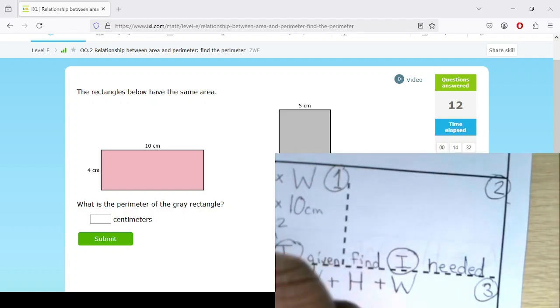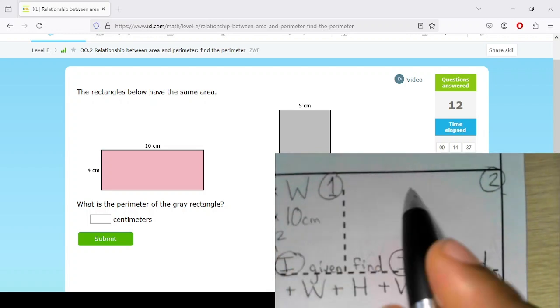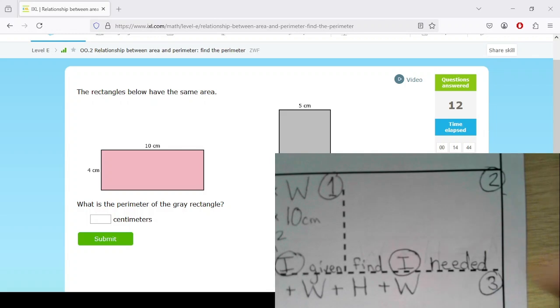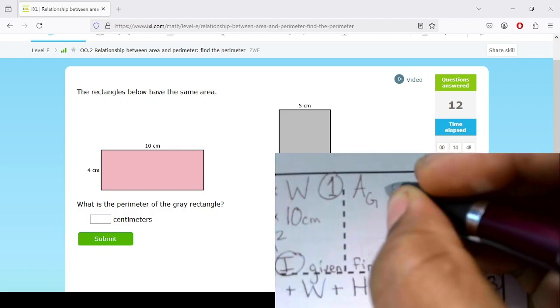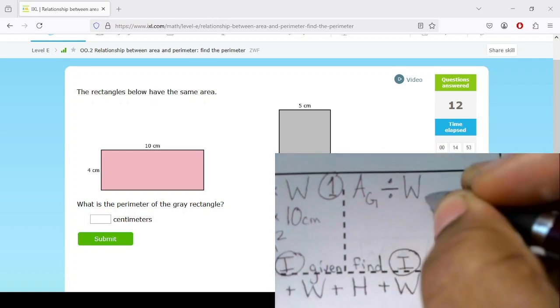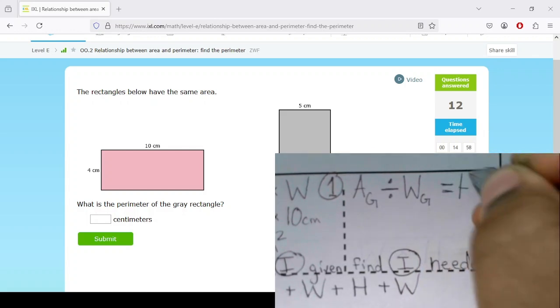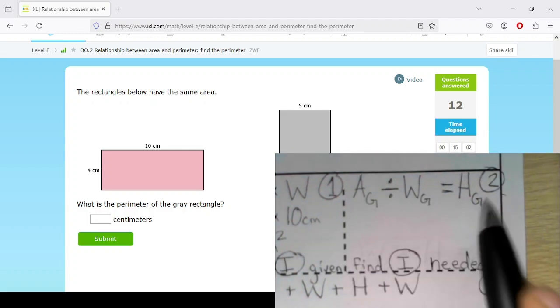I can say, hey, multiplication, area is multiplicative, which means that I can multiply or divide. I know the area of my gray rectangle. I know the width of my gray rectangle. So the area of my gray rectangle divided by the width of that gray rectangle is going to be equal to the height of the gray rectangle. I can write the formula this way.